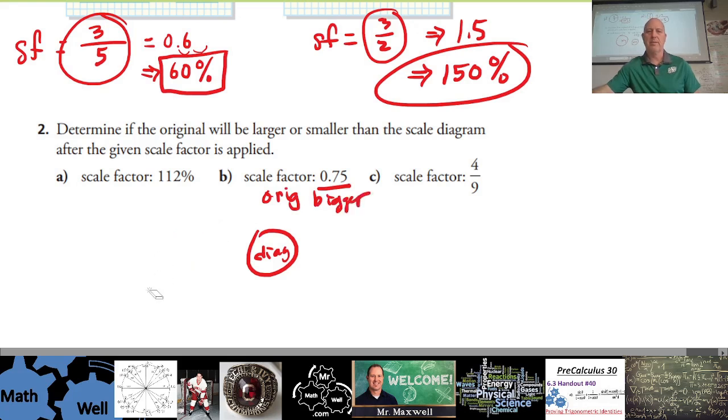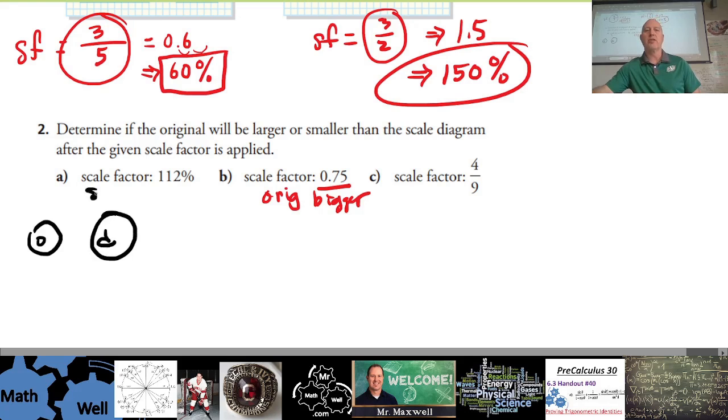Okay. This one, just to go back to this one, the scale factor is 112%. So this is the original, this is the diagram. So the original is going to be smaller than the diagram. So, larger or smaller? The original, is it larger or smaller?